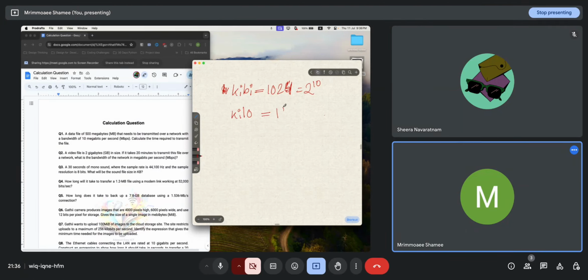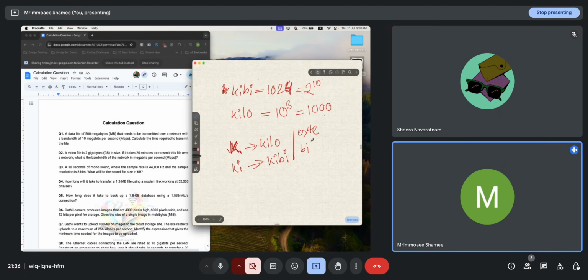Then sometimes we get the symbol for kilo, which is K, big letter K. That means this is the symbol of kilo, whereas kibi is similar to this. This one means kibi.